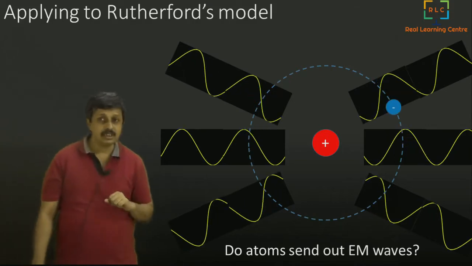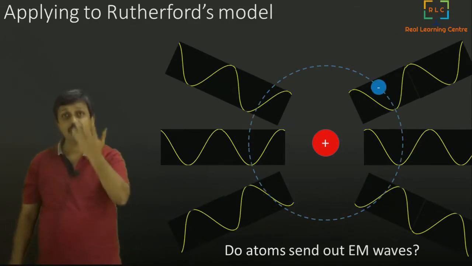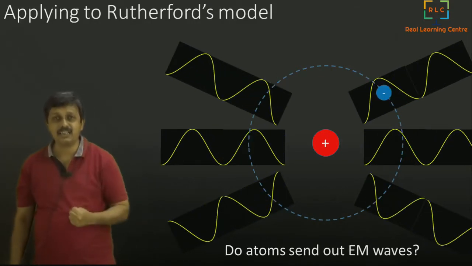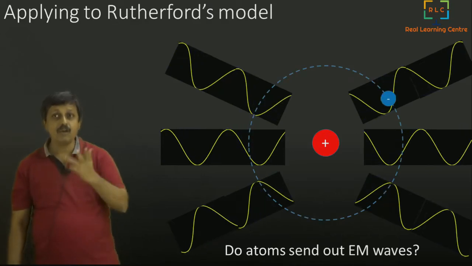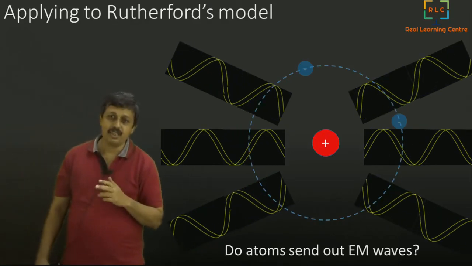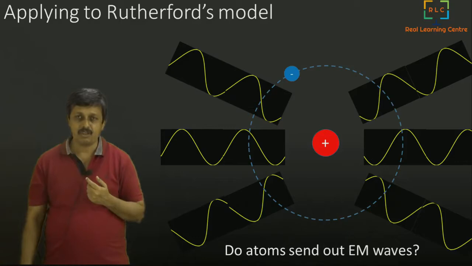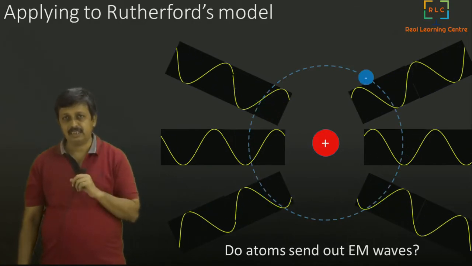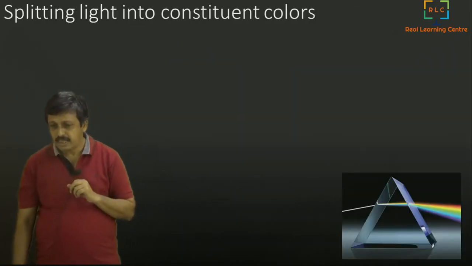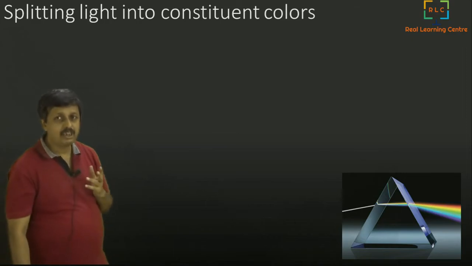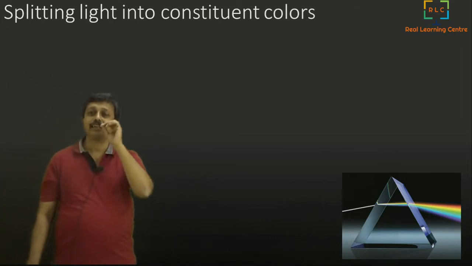So now the question is, at least the theory says so. Now somebody has to practically see. So let's see how to see this. To see whether it produces electromagnetic fields or waves or not, there's a technique. You can actually split the light into its constituent colors.